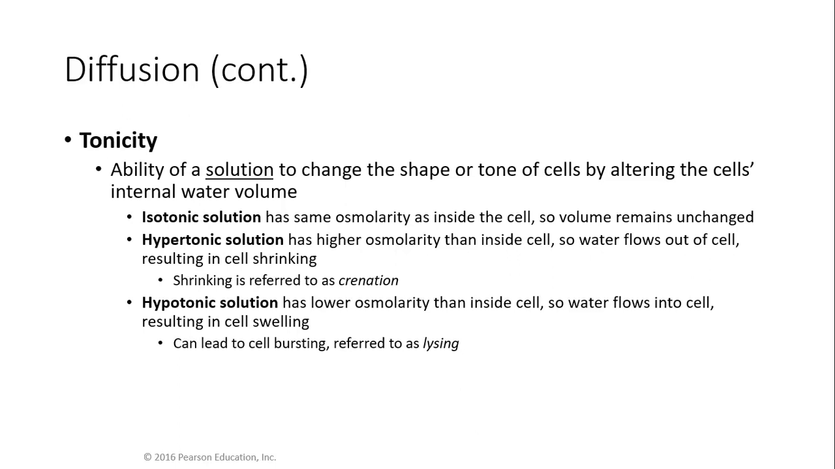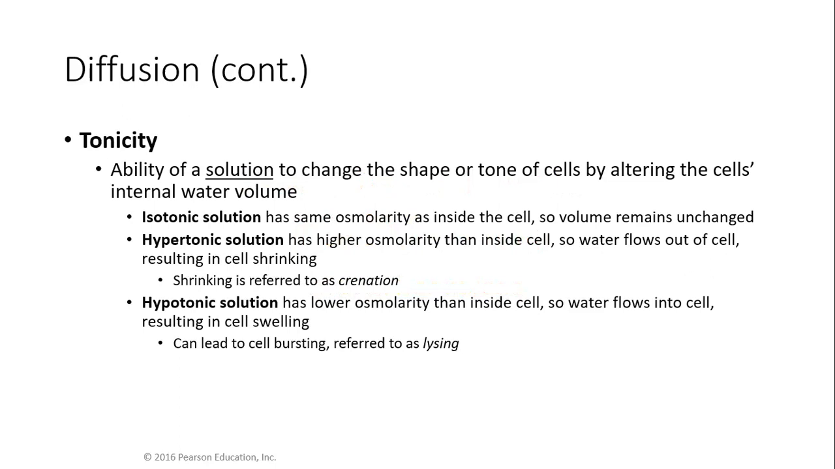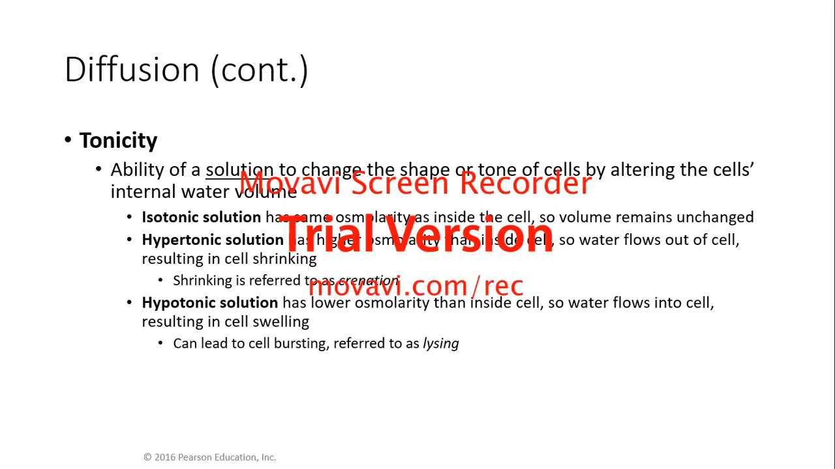In a hypotonic solution, the prefix hypo means low. So a low salt solution is going to have a high water concentration, in comparison to the cell. So with high water on the outside of the cell, water is going to go from outside of the cell to the inside of the cell, and the cell is going to swell. If the cell swells too much, it can burst, and that's referred to as lysing.